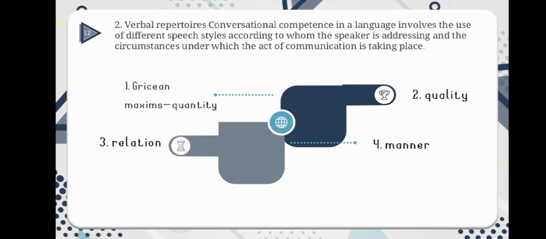Verbal preparation, conversational competence in a language involves the use of different speech styles according to whom the speaker is addressing and the circumstances under which the act of communication is taking place. The first is maxim of quantity, the second is quality, the third is relation, and the fourth is manner.